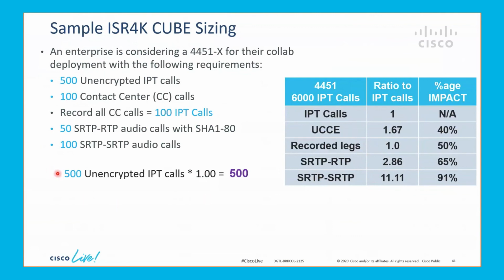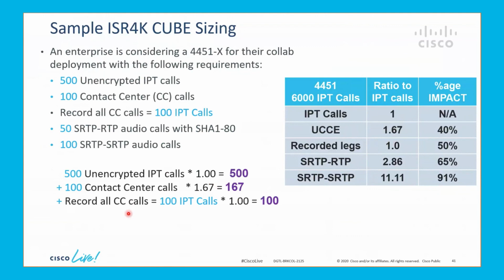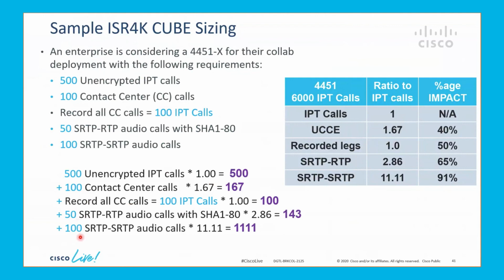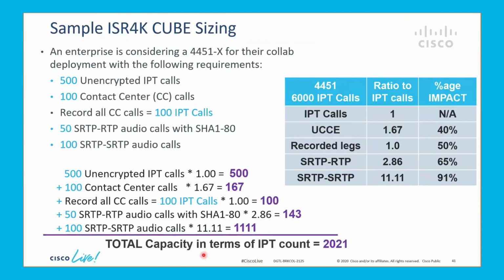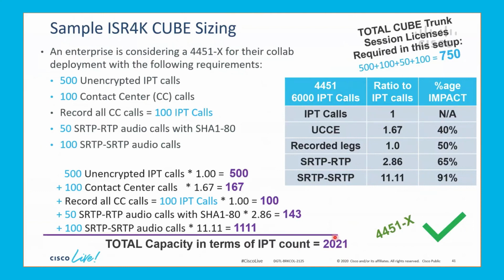So 500 unencrypted IP telephony calls multiplied by 1, because that's the basic collab load. Then 100 contact center calls multiplied by 1.67 is 167. We are recording all contact center calls, that's 100 IP telephony calls. 50 SRTP to RTP audio calls with SHA-1 80 times 2.86 is equivalent to 143 IP telephony calls, and 100 SRTP to SRTP audio calls, you multiply by a factor of 11.11, that's equivalent to 1111 IP telephony calls. You add these numbers, and the total capacity in terms of IP telephony scale is around 2021, which means the 4451X can comfortably handle the customer load because it has up to 6,000 IP telephony call capacity.